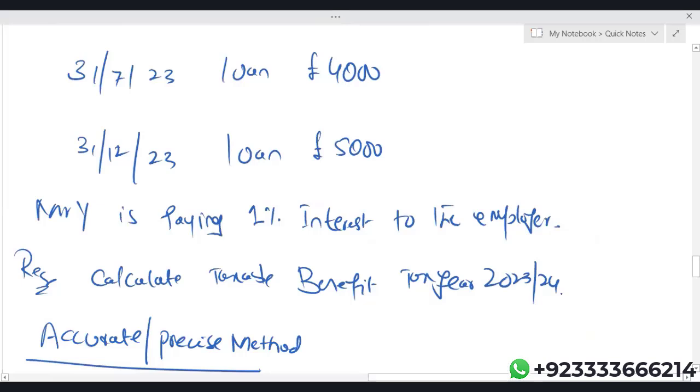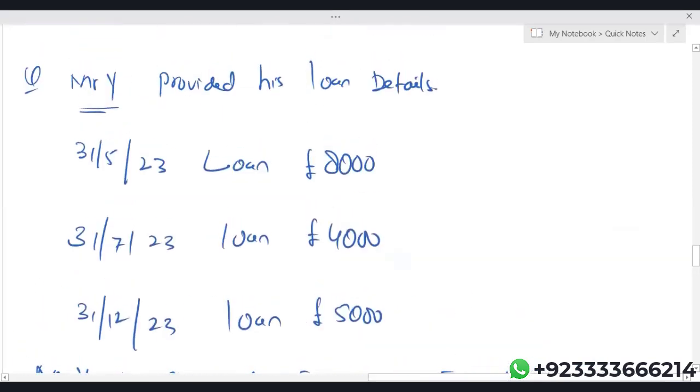Please, the tax year 23-24 means the tax year will start from 6th April 23 and end on 5th April 24. But the first time the loan was provided to Mr. Y, the date is 31st May 23. So logically, there wasn't any loan on 6th April 23. So we'll start the calculation from this date.